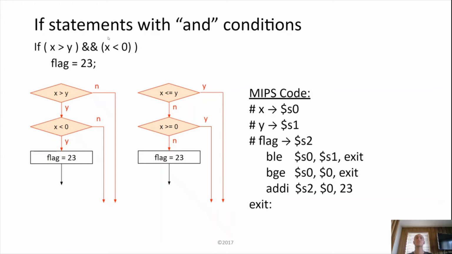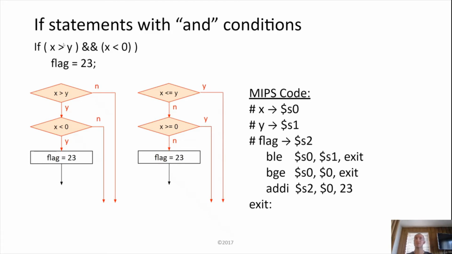So how do we do the if statement that has an AND condition in it? Let's look at this one. We have x is greater than y and x is less than 0. So we have two conditions here, and then we have a statement. Before we look at the original flowchart, we know how ANDs work.